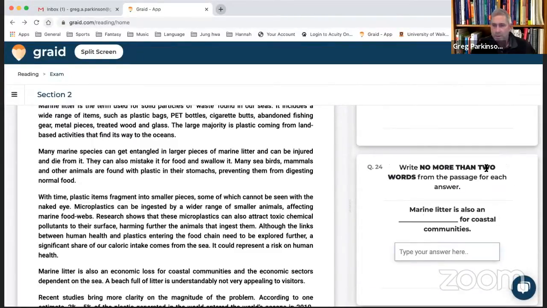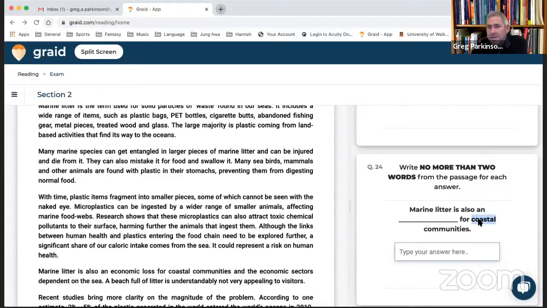And again, we're told to use no more than 2 words. Marine litter is also an... Now, this is an important thing to bear in mind. We know that the next word will be a vowel sound, right? We have the indefinite article an. An is always followed by a vowel sound, such as a, u, e, like that.